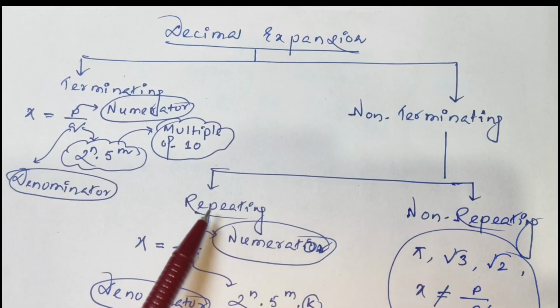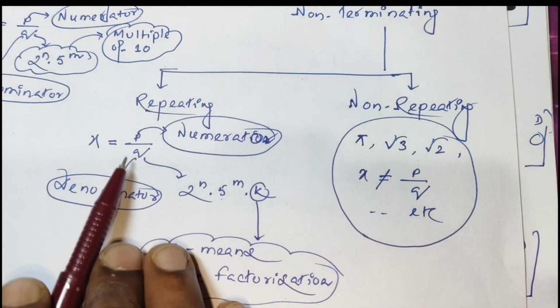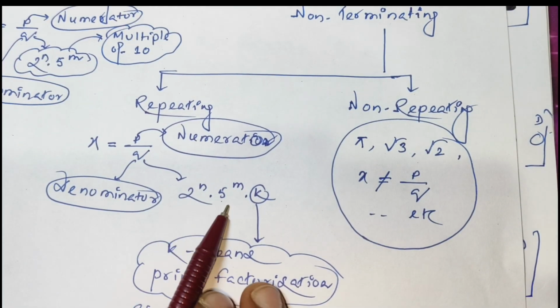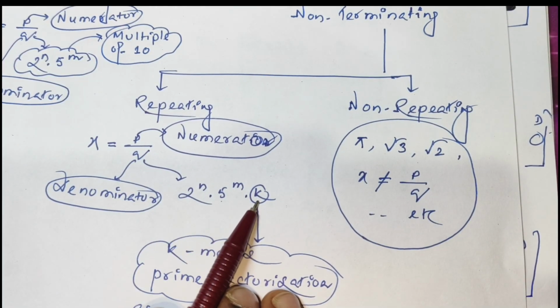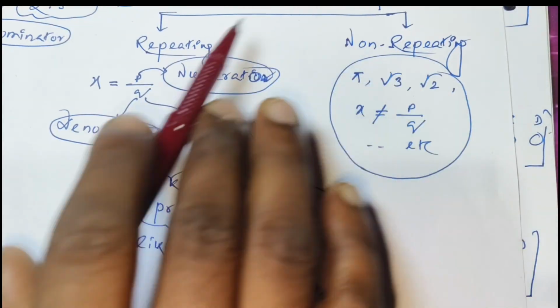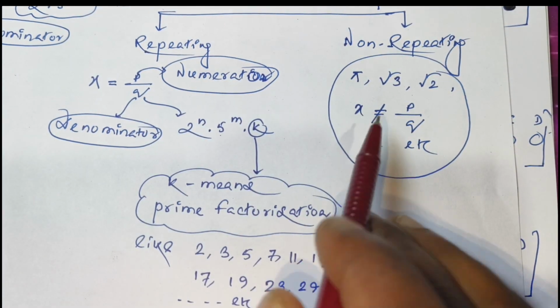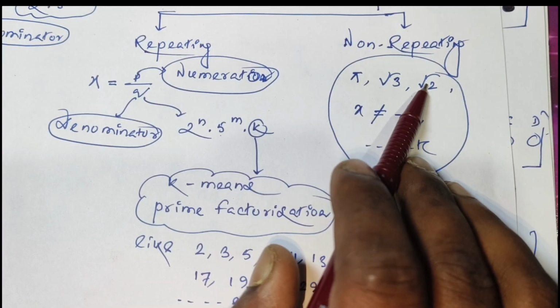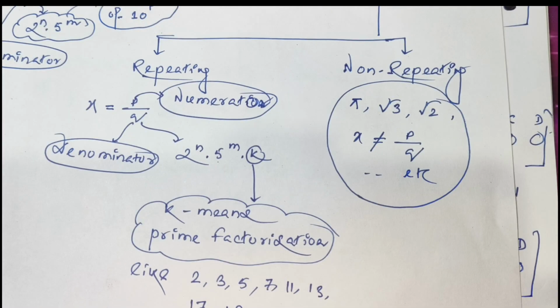And non-terminating has two types, repeating and non-repeating, right? If x equals p by q, this is the numerator, denominator, this is a fraction. If the denominator is in the form of 2 to the power n and 5 to the power m into k, where k means the constant, then it would be a non-terminating repeating number. Yes or no? And non-repeating means irrational number. This number cannot be expressed in the form of p by q, right? My dear, let's continue in the questions.